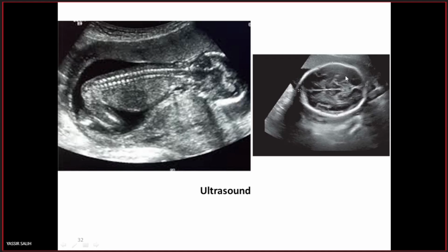Like this is ultrasound. This is the head of the fetus, and this ultrasound illustrates an intrauterine pregnancy with the back or the spine, the head, and the lower limbs.